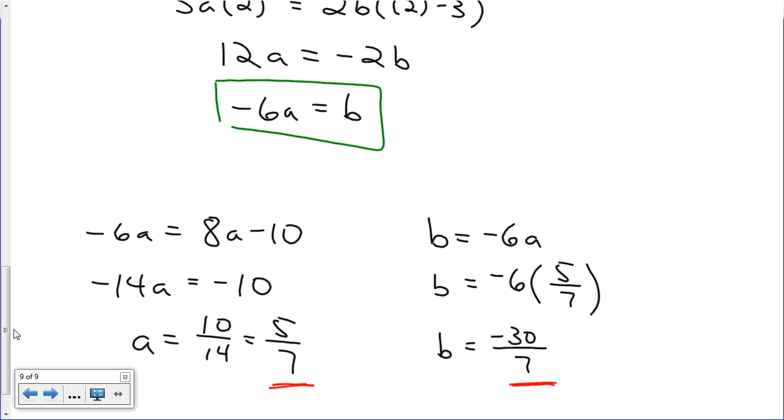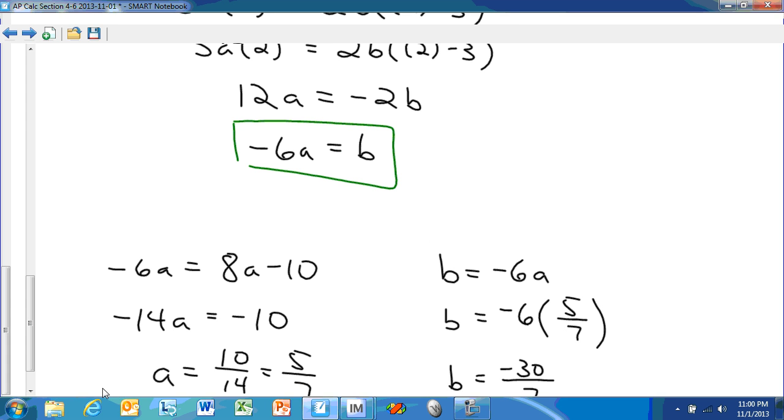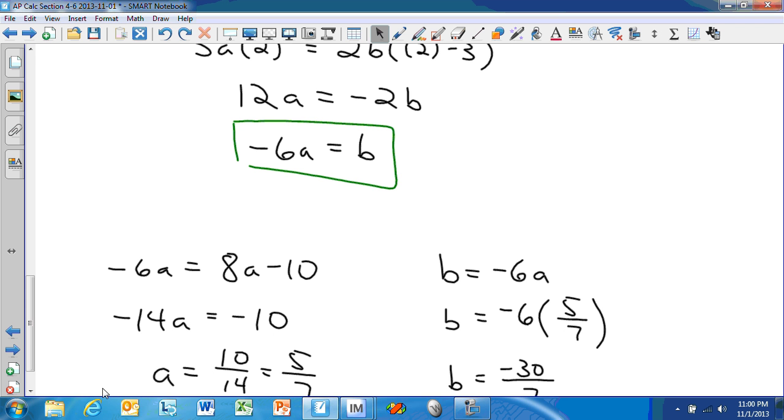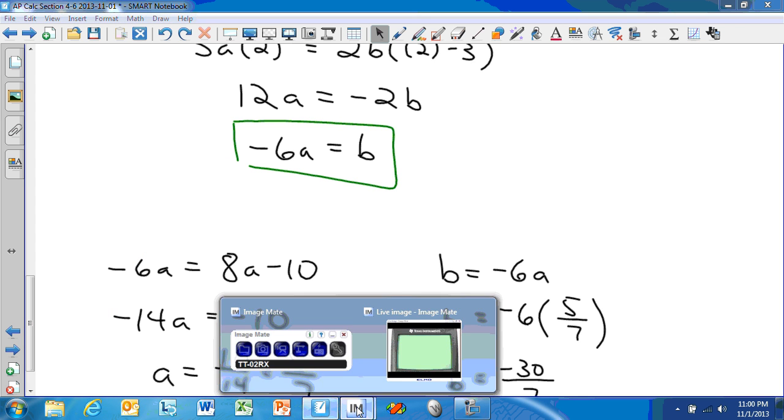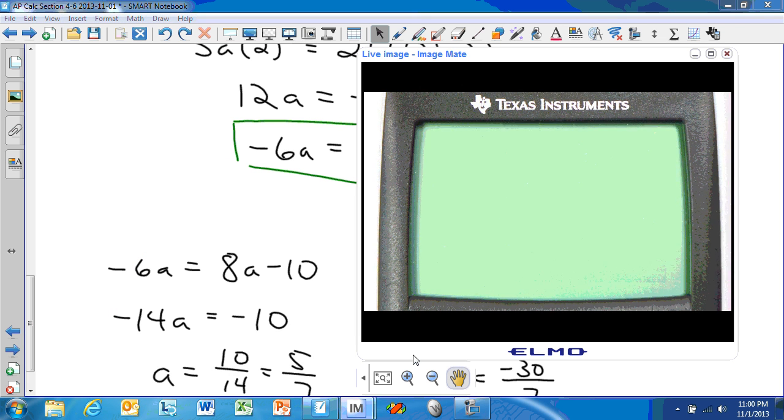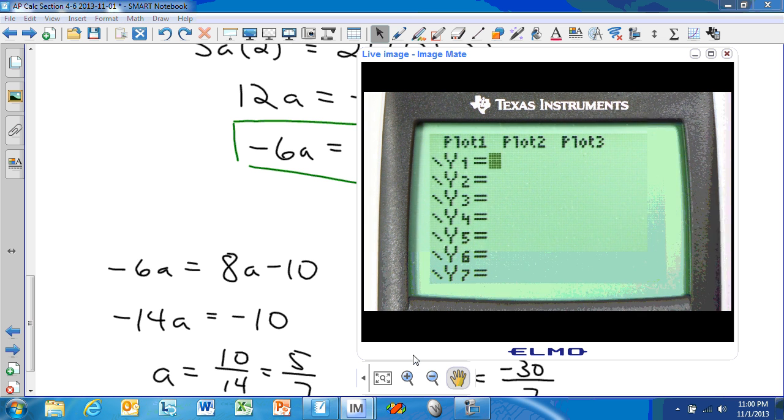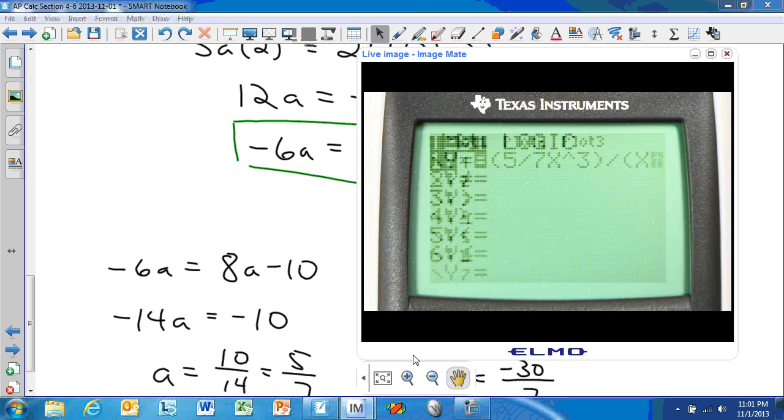So let's see if that in fact does give us the correct graph that's both differentiable and continuous. Oops, I didn't need to minimize that. And so let's go into our y1, and remember the way that you sketch a piecewise function like this is that you take the equation and you divide it by its domain. So I'm going to take 5 over 7 times x cubed. Again, we found out that the value of a was 5/7. And we're going to divide that by the domain. That's x less than or equal to 2. Make sure you put that in parentheses.